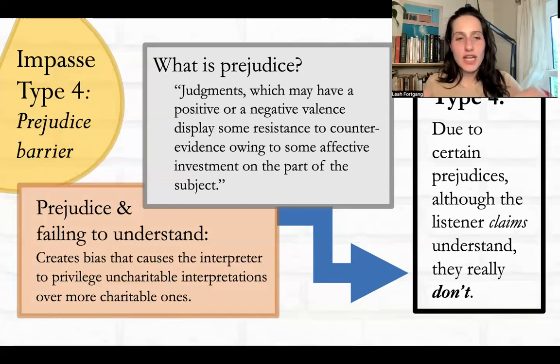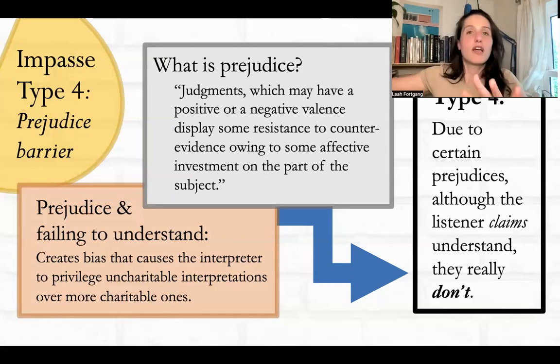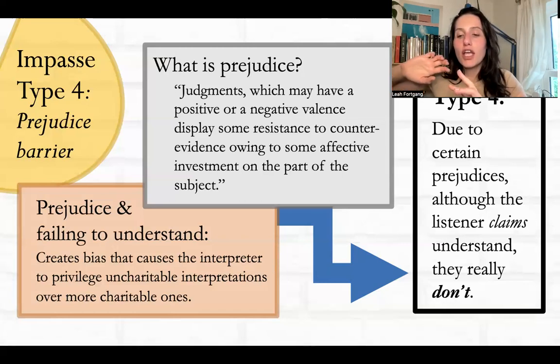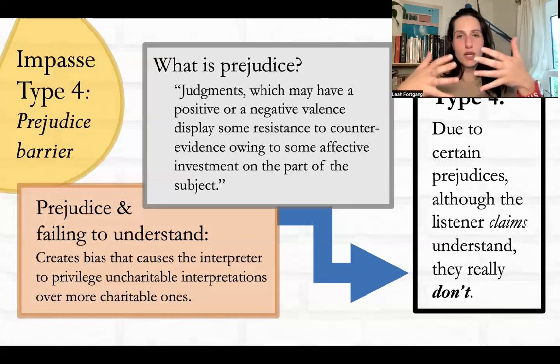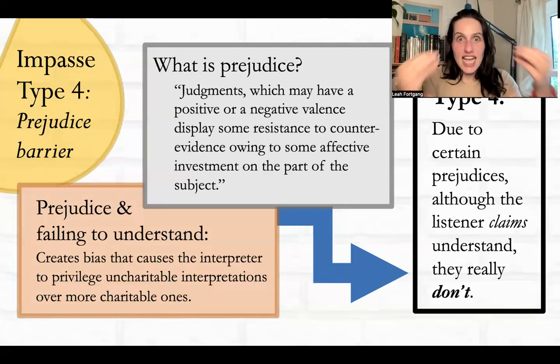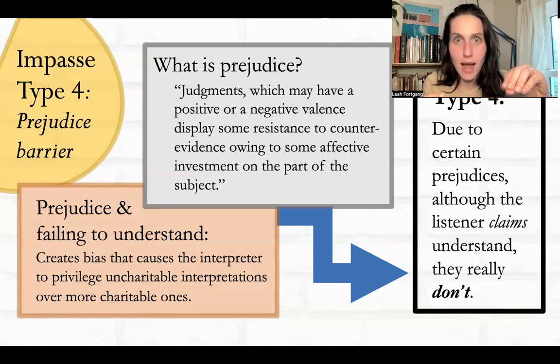So again, I just want to reiterate, what sets these type 4 impasses apart is that you have this prejudice barrier, right? You have this prejudice surrounding insisting on seeing someone in a certain kind of light, where instead of really seeing them, you're seeing a more negative depiction of them. And you misunderstand what they're saying as a result of that, because you refuse to engage with the resources necessary for really understanding what they're saying.